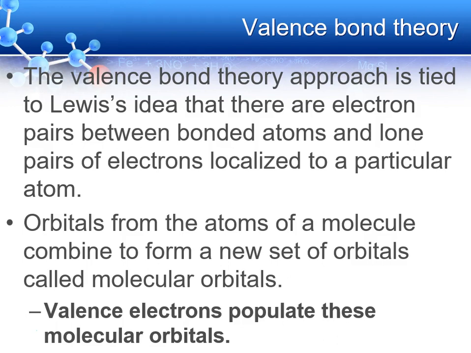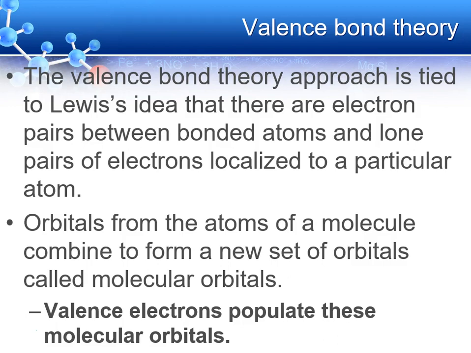So we've drawn our Lewis structures, and we can draw nice lines between our bonded atoms, and those are the electrons that are shared. And there are some atoms in the Lewis structure that have lone pairs that are localized to a particular atom, not shared between two atoms. So the orbitals from the atoms of a molecule combine to form a new set of orbitals called molecular orbitals.